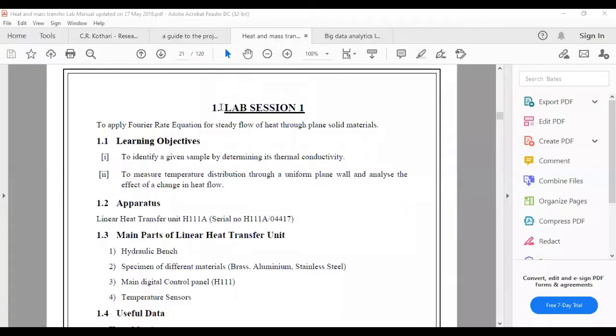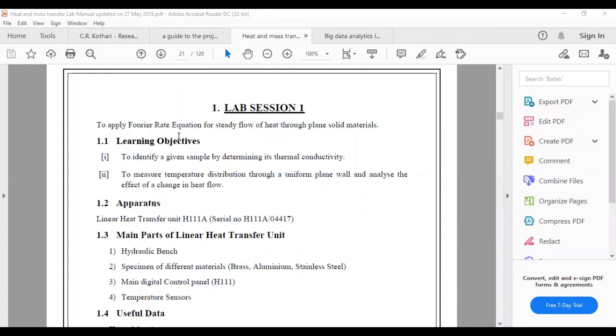Hello everyone, welcome to the lab of heat and mass transfer in the Department of Mechanical Engineering, UET Lahore New Campus. Today we are going to perform lab session 1, and we will learn how to perform the experiment on the linear heat transfer unit.